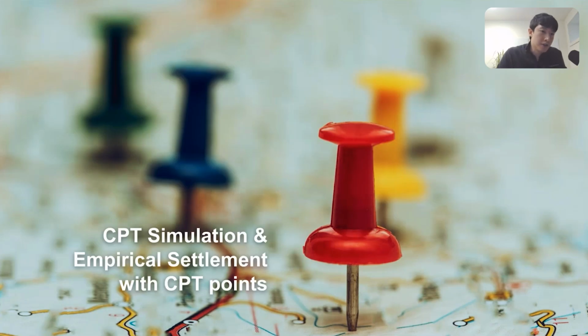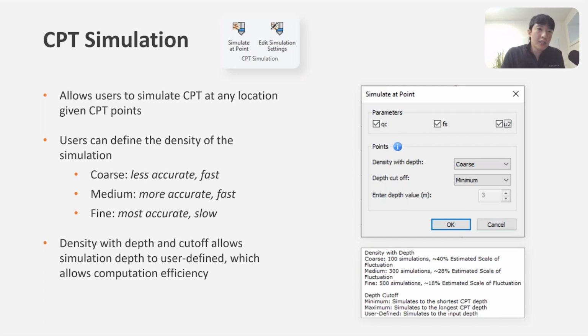So let's move on to the new feature, which is the CPT simulation and empirical settlement with the CPT points. CPT simulation allows users to simulate CPT at any location given CPT points. As magical as it sounds, it is actually based on spatial variability using what's called a non-lattice Sparse Bayesian Learning algorithm, and it is all based on the correlation between the given CPTs.